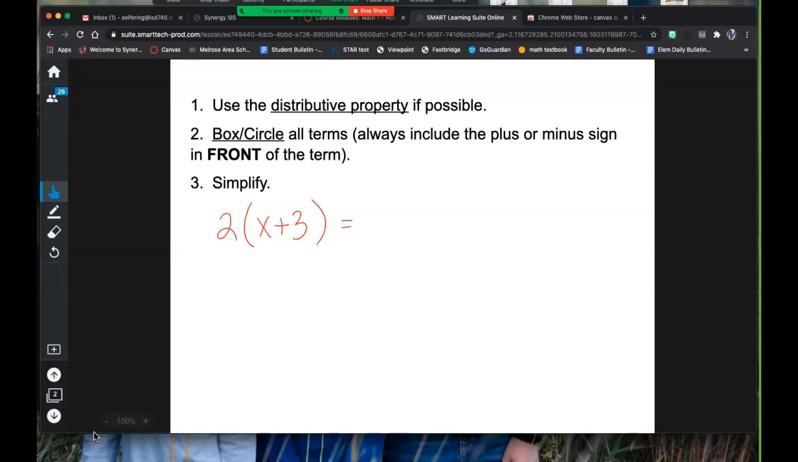Go ahead, Noah. 2 times x plus 6. Okay, so remember, I'm going to remind you, Brandon, pay attention, because later you're going to tell me I don't know how to do this. The 2 is like the candy, and that has to be shared with everyone in the group. And you share it by multiplying. So the 2 gets shared with the x, and the 2 gets shared with the 3, so we have 2x plus 6. Okay? 2 times 3 is 6, right?